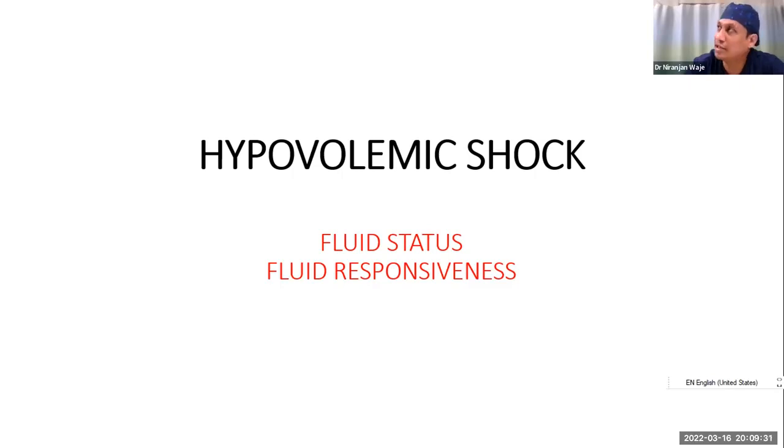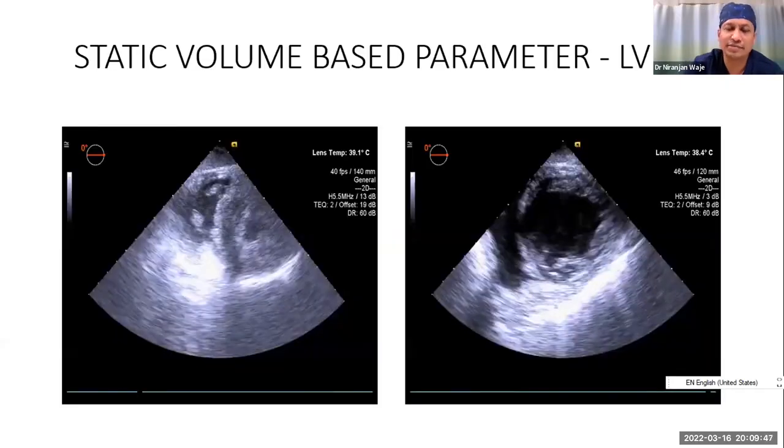This terminology has been coined because giving excessive, unnecessary fluids to a patient impacts outcomes and increases ventilator days in the ICU. On the other hand, if you give too little fluid, it can impact renal and other organ functions. The parameters of fluid responsiveness are divided into volume-based parameters and pressure-based parameters.